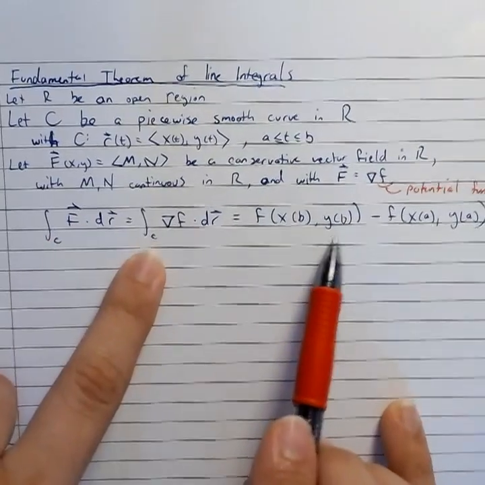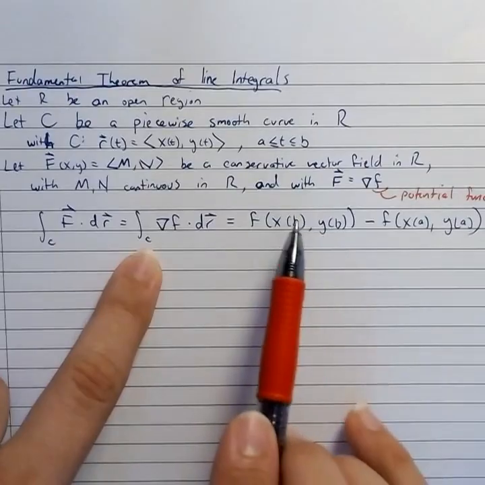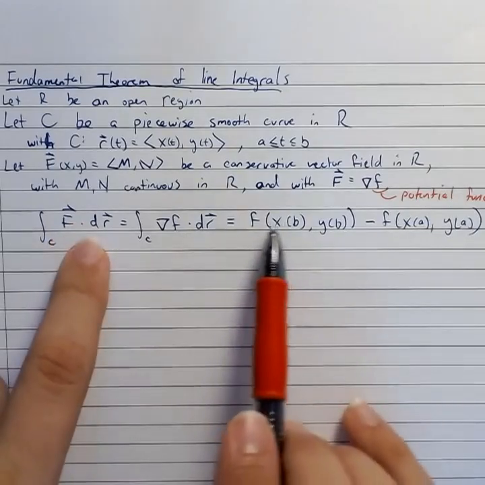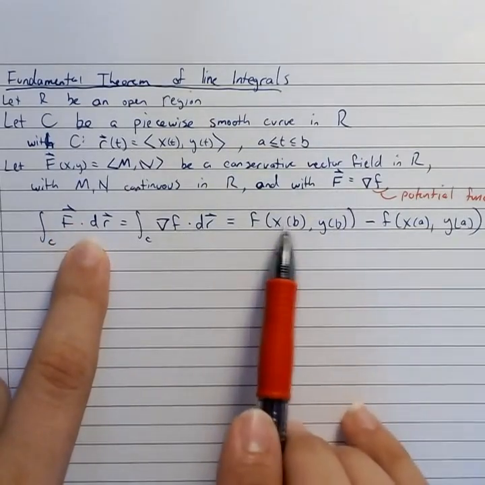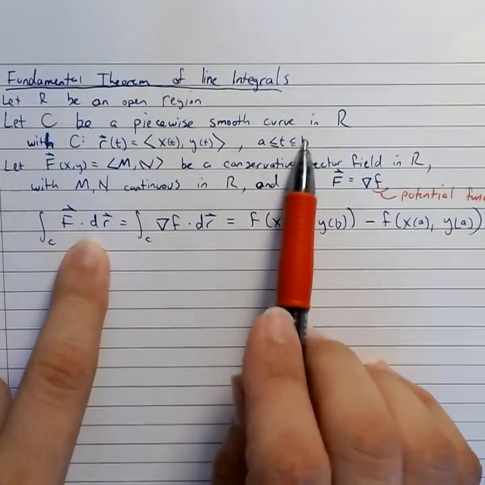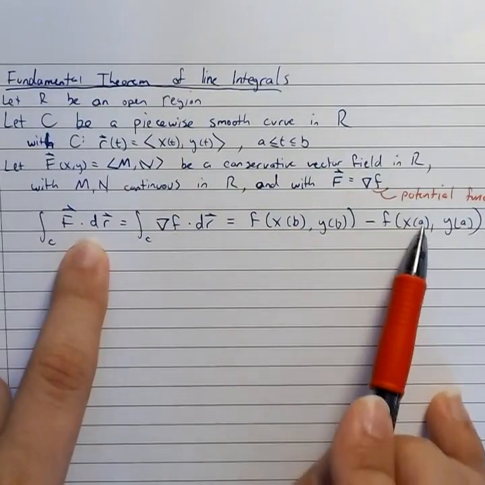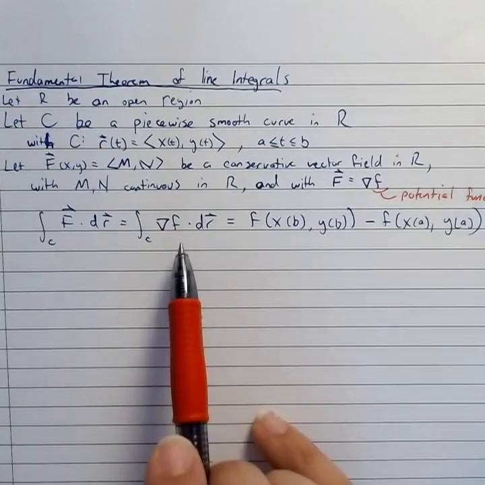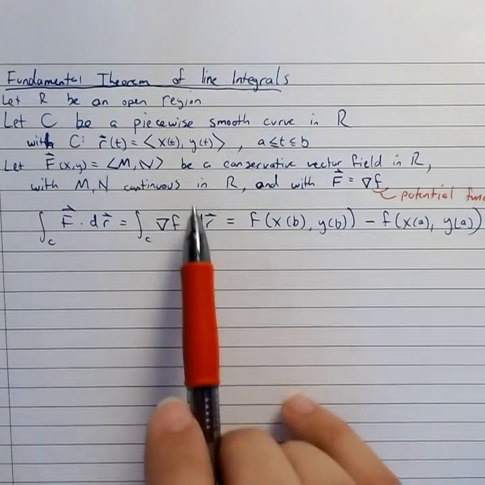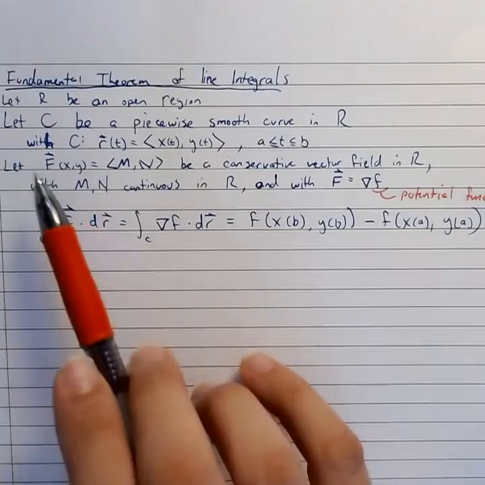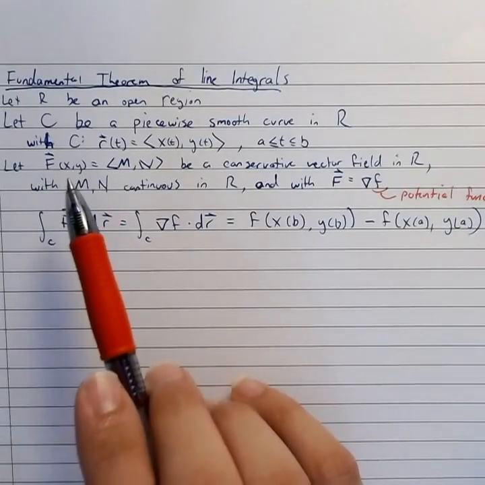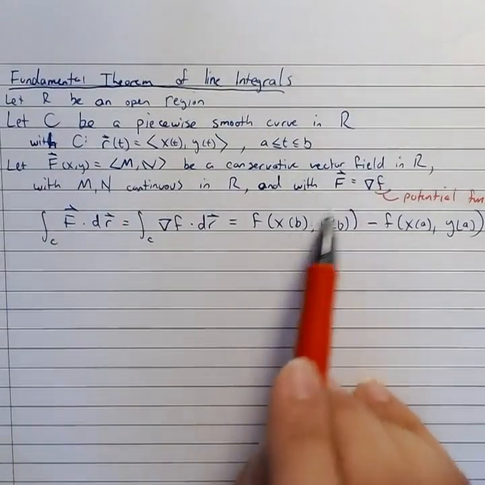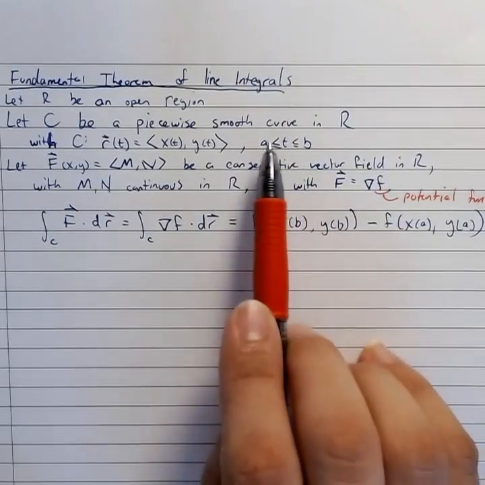But this part is the desired result, and that is that this line integral, whichever way you want to represent it, is equal to the potential function evaluated at the endpoint minus the potential function evaluated at the initial point. Or in other words, it's about as close as we can get to the fundamental theorem of calculus while still having a parameterization of a function and while still dealing with a vector field. What this says is the line integral is equal to the potential function evaluated at b minus the potential function evaluated at a.